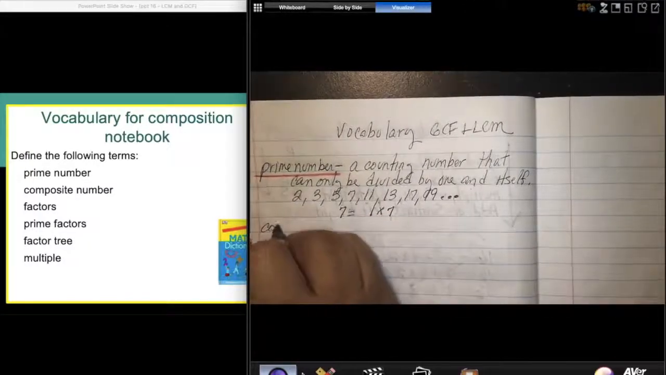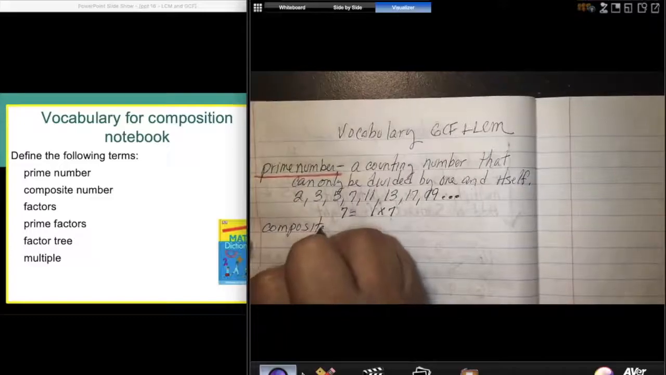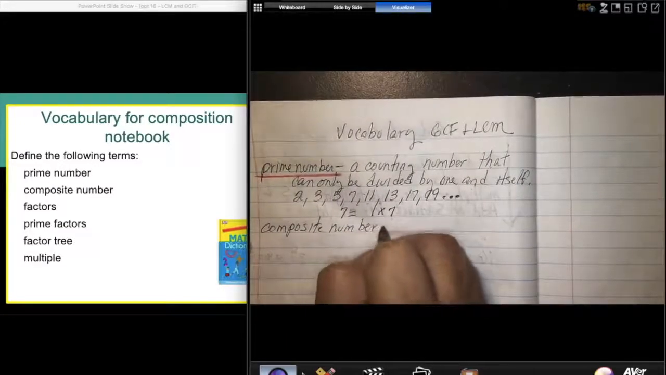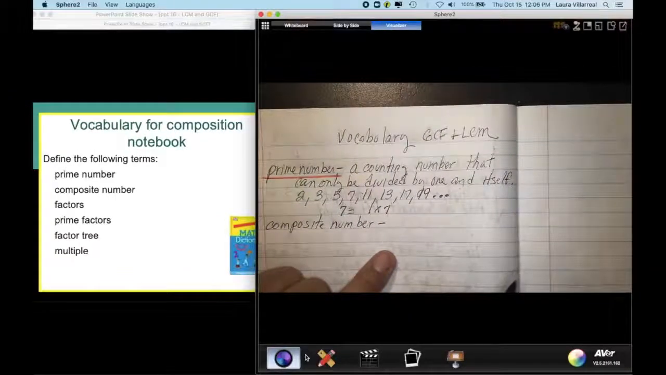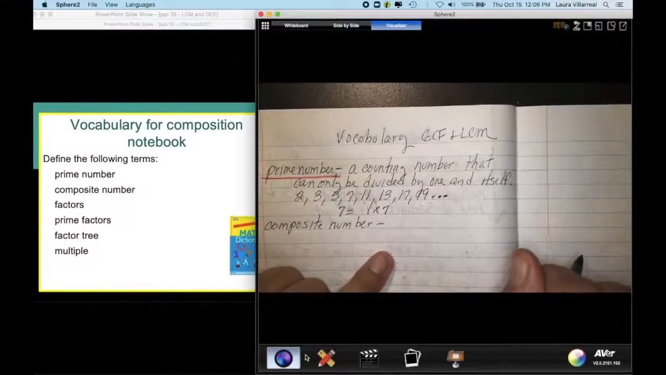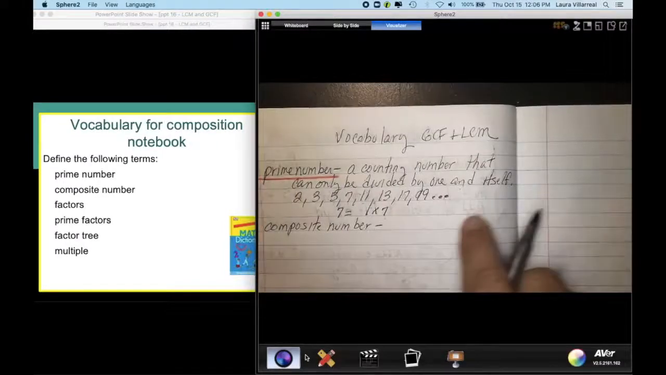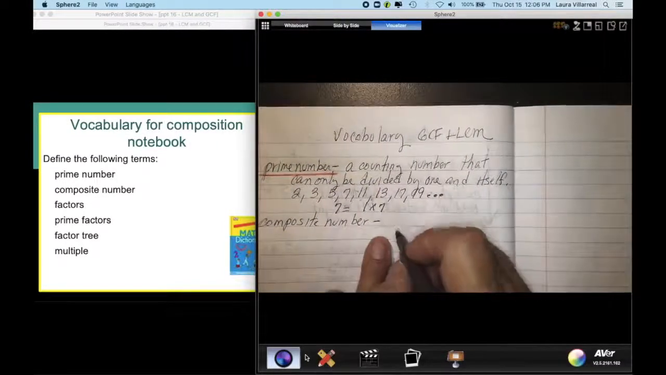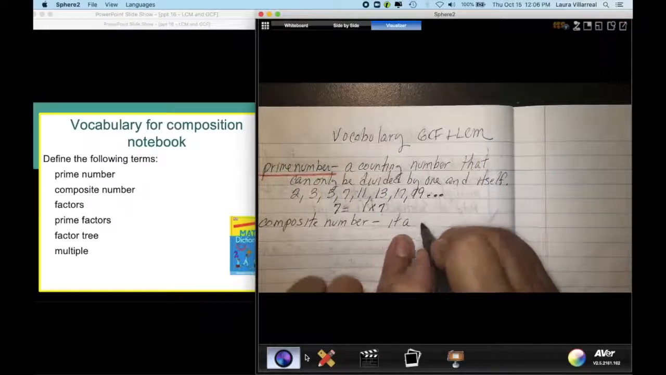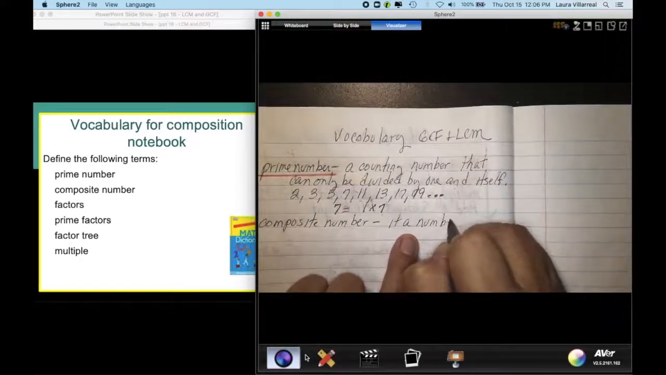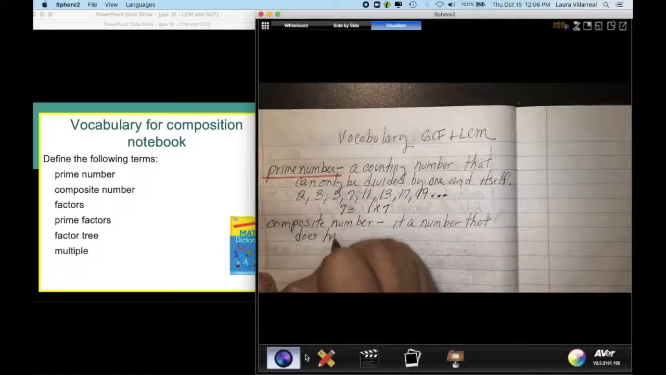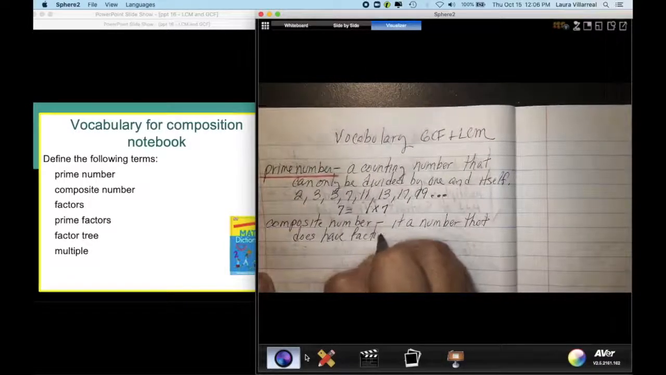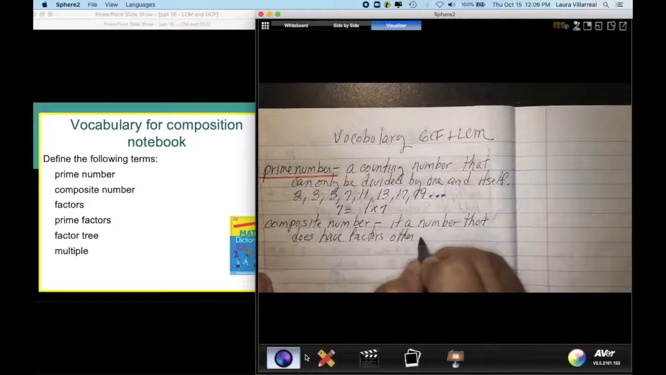Composite number. A composite number is the opposite of a prime number. It is a number which does have factors other than one and itself. So let's look at the definition of a composite number. It is a number that does have factors other than one and itself.